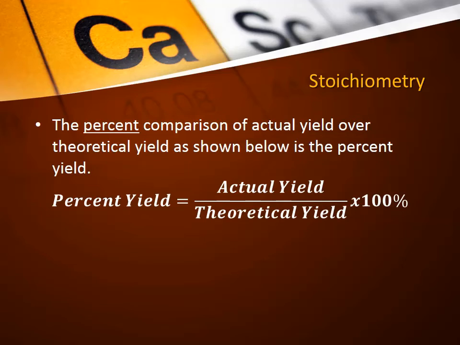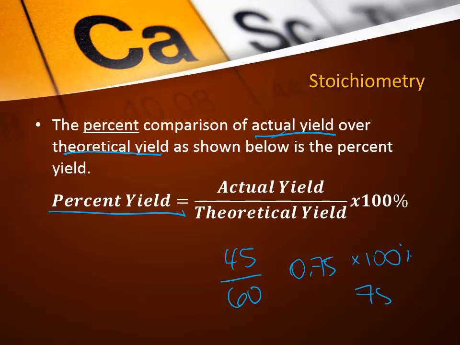So the percent comparison of actual yield over theoretical yield is, well, the percent yield. This is exactly what you do on tests. For example, let's say a test is worth 60 points. You get 45 of them right. And you're thinking, oh, what grade is this? Well, 45 over 60 is 0.75. Times that by 100%, you get a 75% grade. That's literally exactly what we're doing. Theoretically, you should have gotten 60. You actually got 45, so percent-wise it's 75%.